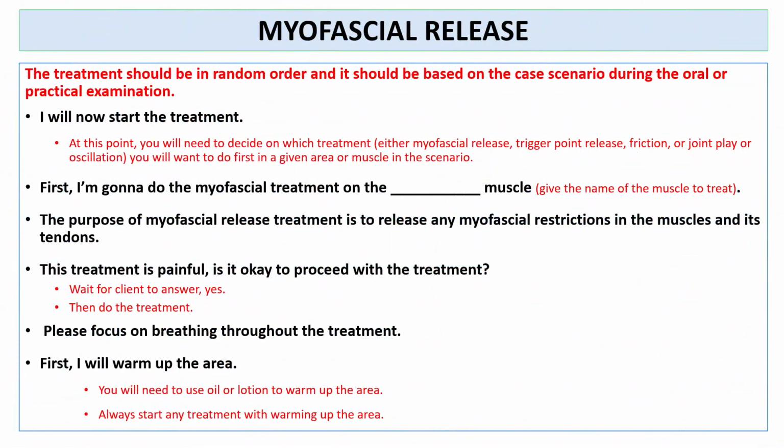Guys, this is the myofascial release script. The treatment should be in random order and it should be based on the case scenario during the oral or practical examination. I will now start the treatment. At this point, you will need to decide on which treatment, either myofascial release, trigger point release, friction, or joint play or oscillation, you will want to do first in a given area or muscle in the scenario. First, I'm gonna do the myofascial treatment on the blank muscle. Give the name of the muscle to treat.